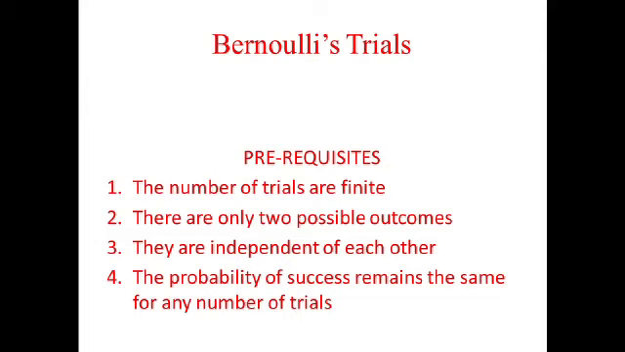And the last condition, the probability of success remains the same, whatever be the number of trials. So the probability of getting a head in the first trial was half. The probability of getting a head in the second trial also was half, as per the previous example. So that's the meaning of probability of success should remain the same. And that happens if the trials are independent of each other. However, let us understand the meaning of Bernoulli's trials using examples.